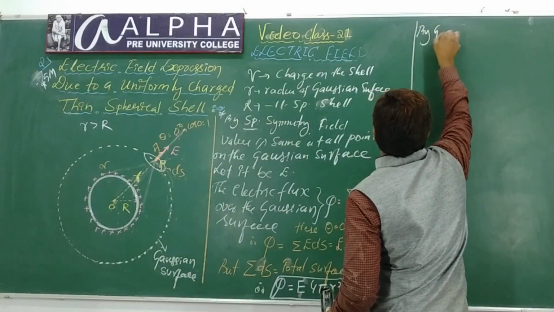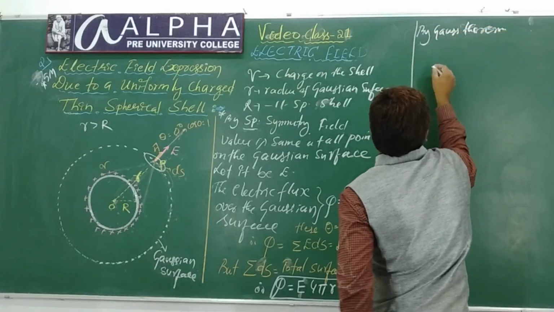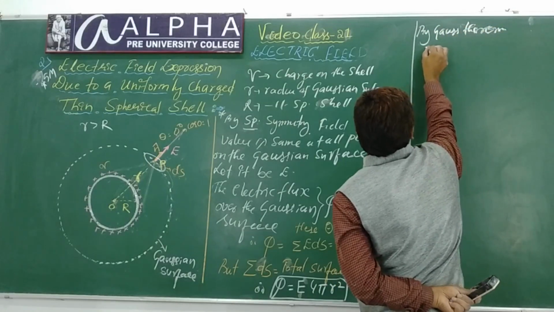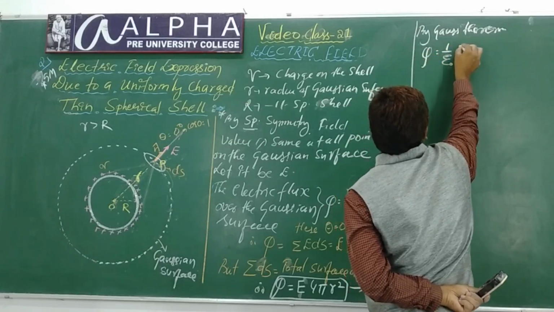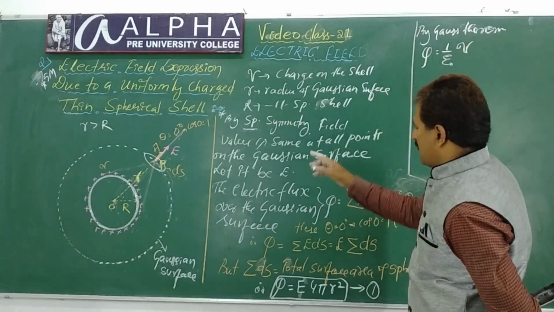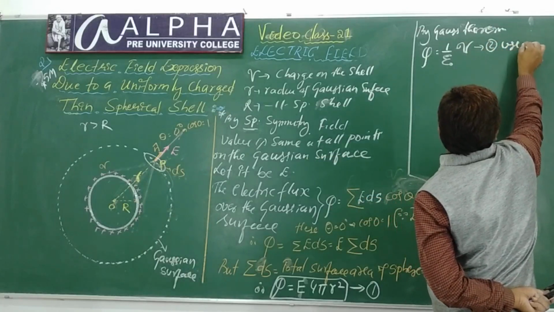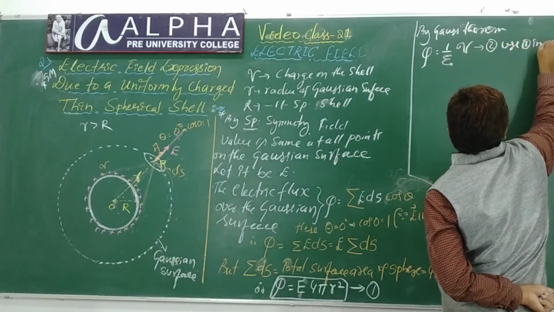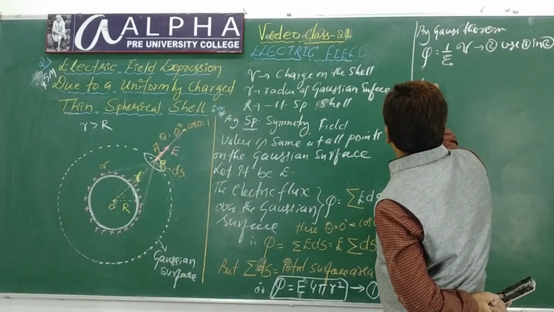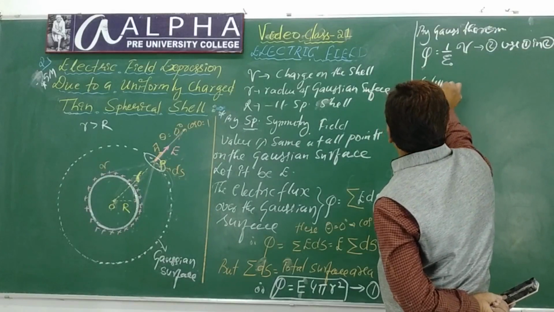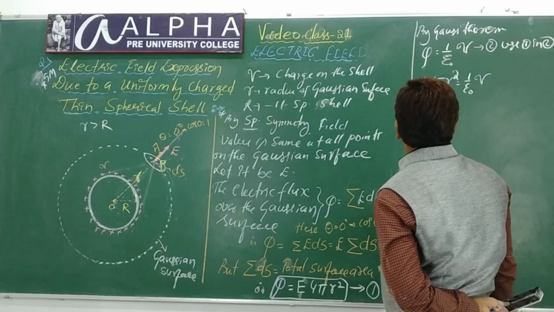By Gauss theorem. What is Gauss theorem? Gauss theorem states that electric flux over a surface enclosing any amount of charge is equal to 1 over epsilon 0 times the charge enclosed. Q is charge, flux, right? This is 2. Use 1 in 2, 1 in 2. What is equation 1? E 4 pi r square is equal to 1 by epsilon naught into Q.